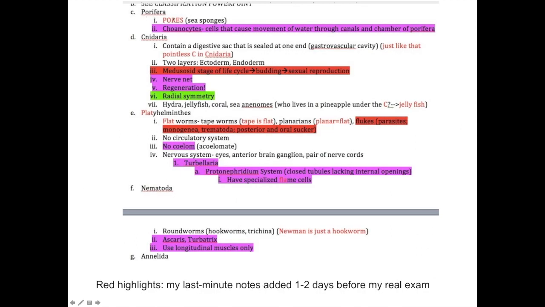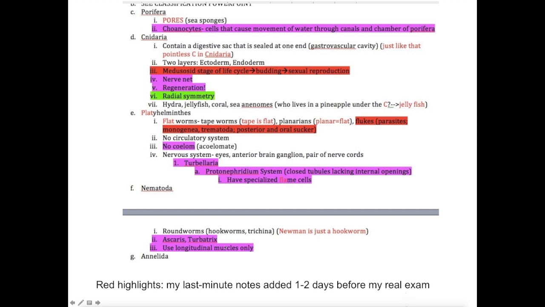Like periphery, they had pores in them, like sea sponges have pores in them. Cnidaria, I felt like this was a pointless C because it was silent. Just like, they have a digestive sac that's sealed at one end, and in my mind that's kind of pointless as well. So that may not make a ton of sense, but it helped me remember it. I never forgot it, and it really works for the exam.